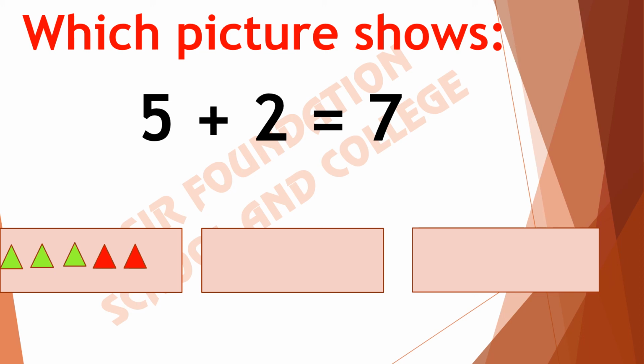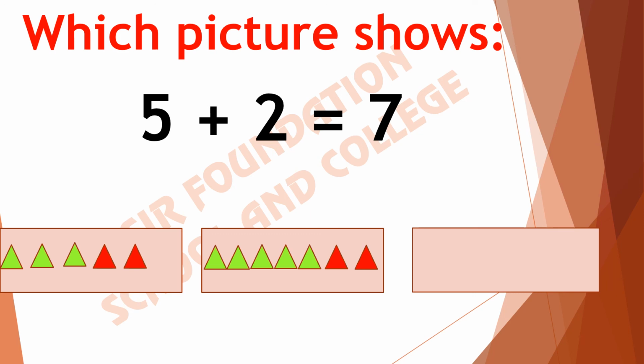In the second picture we see that 1, 2, 3, 4, 5. There are 5 green triangles and 2 red triangles. It means there are 7 triangles. There are 5 green and 2 red triangles. In the second picture there are 7 triangles in total.